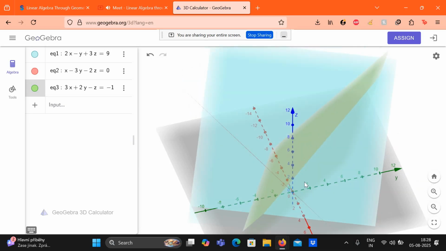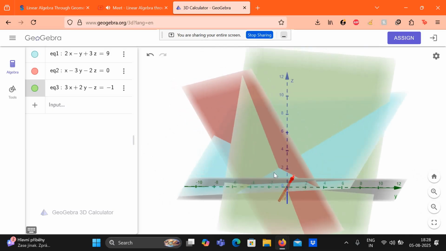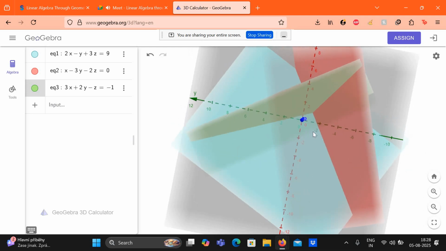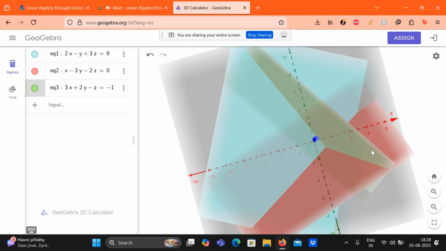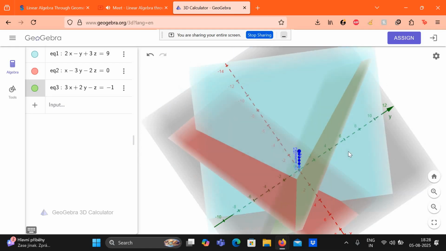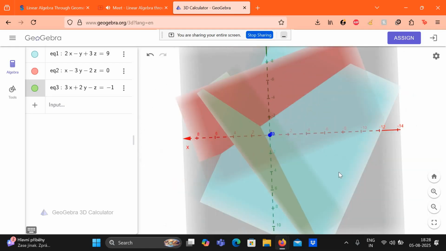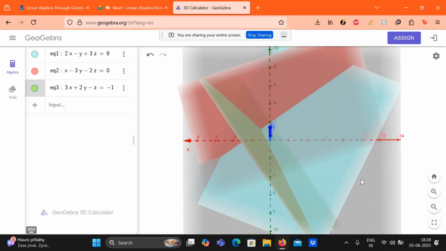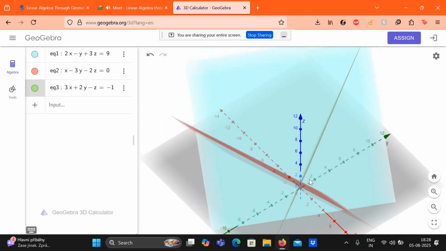Now, what does it mean when they intersect at this point? They are intersecting at this point, which is the same as the intersection of the red line, the green line and the blue line. The intersection of these three lines means that these are the values satisfying the red and the blue, the blue and the green, and the green and the red, all three simultaneously.